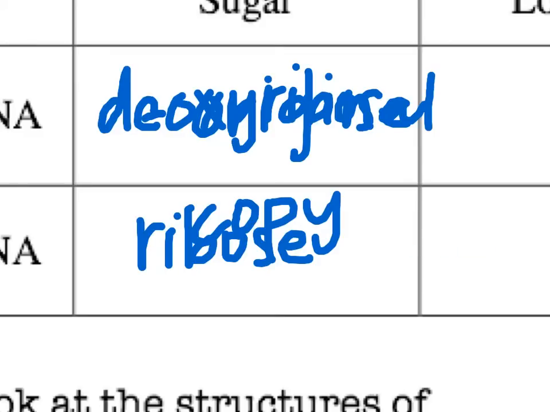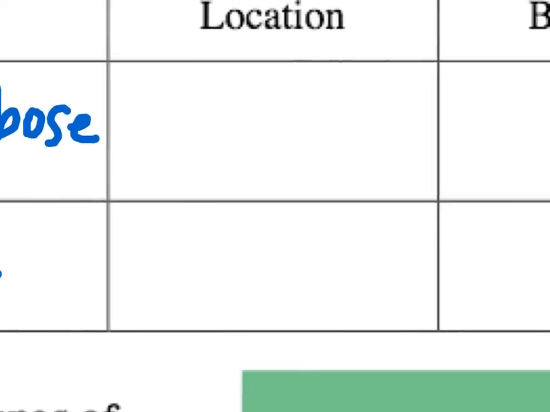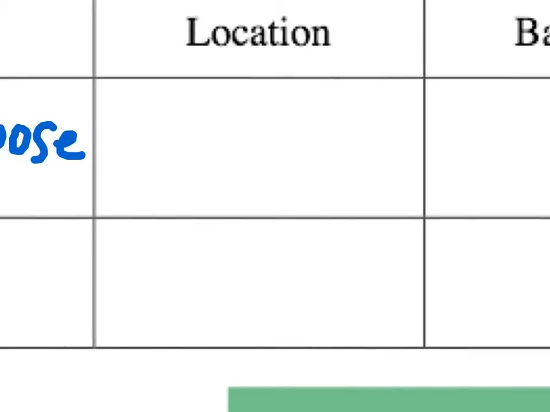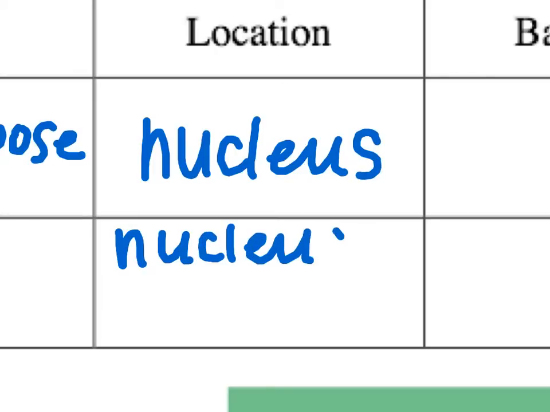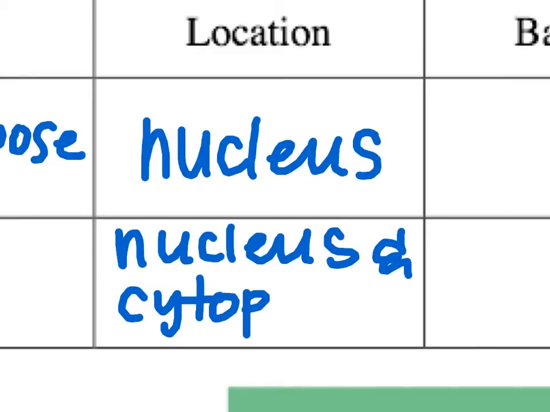Now we're going to look at the location where they're found. DNA is going to always be found in the nucleus. It can't leave the nucleus. However, RNA is made in the nucleus. Remember, it's the copy that gets made in the nucleus. But it moves to the cytoplasm after. And it has to move to the cytoplasm to be able to get to the ribosomes.